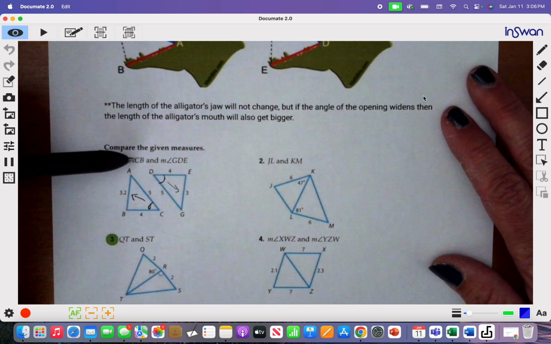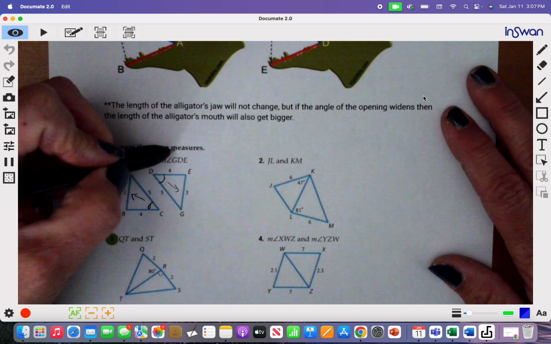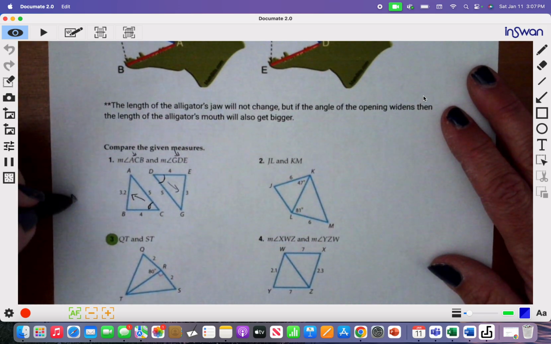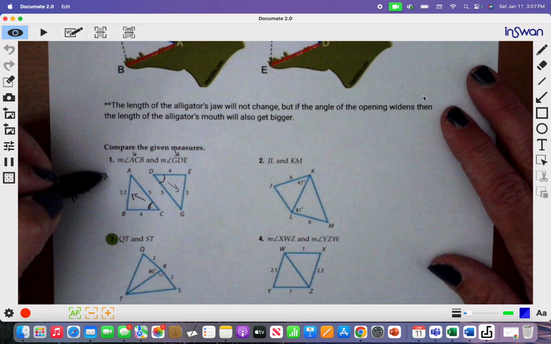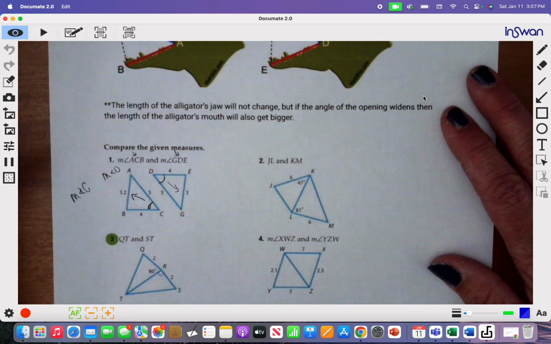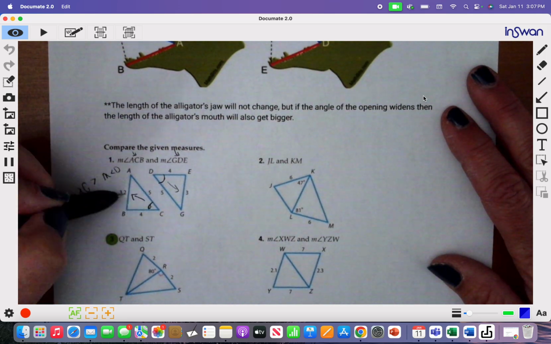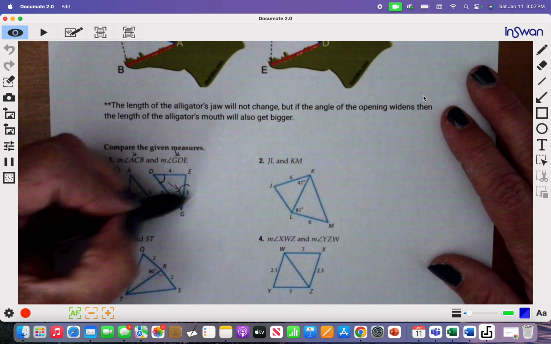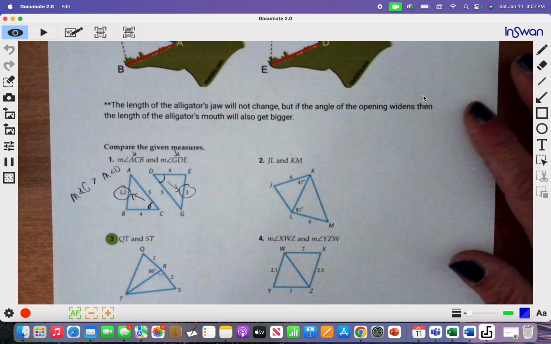Now, since this is an angle that's written with 3 letters, we could abbreviate it and just say the vertex angle when we say ours. So we're going to say the measure of angle C is what to the measure of angle D? Is it greater than, less than, or equal to? And it turns out that C is greater than, because C is across from 3.2 and D is across from 3.